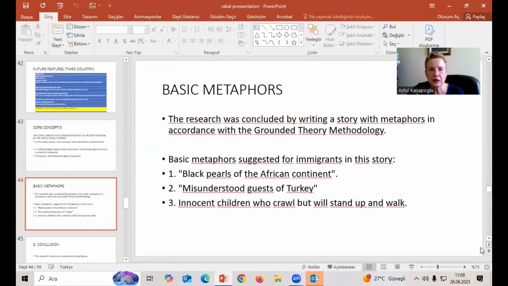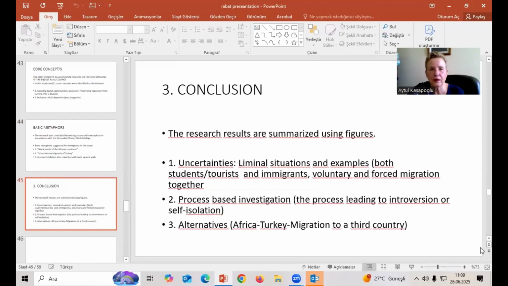Basic metaphors. The research was concluded by writing a story with metaphors in accordance with grounded theory methodology. Basic metaphors suggested for images in the story: black pearls of the African continent, misunderstood guests of Turkey, innocent children who crawl but will stand up and walk.